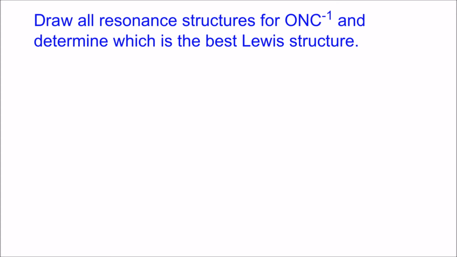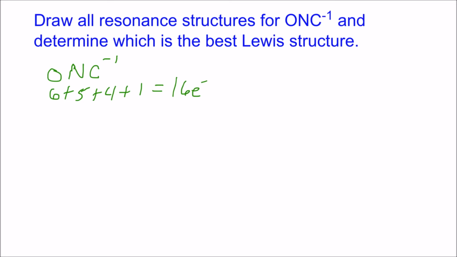Alright, let's see if we can do the resonance structure for this molecule. We've got O, N, C, minus 1. This one's a charged molecule. So we've got 6 plus 5 plus 4 plus 1 extra one from right there. So we have 16 electrons.